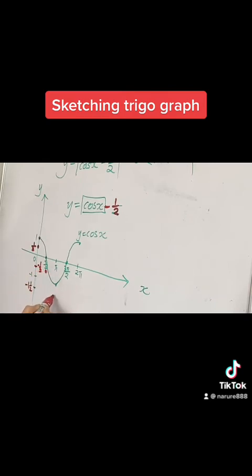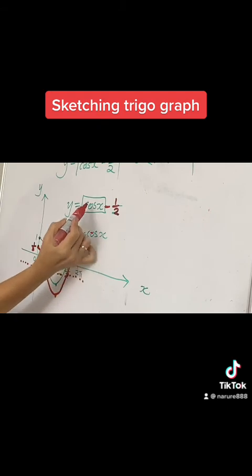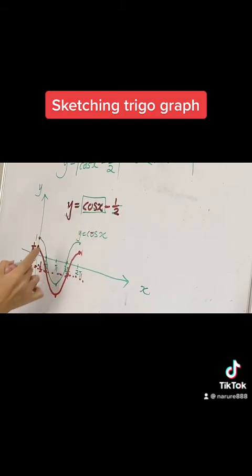Basically you do a few points, and you should roughly get the idea that your graph is brought down by half a unit, like that. Normally we stop here, at cos x minus half. See that? I'm getting much closer to the graph already.